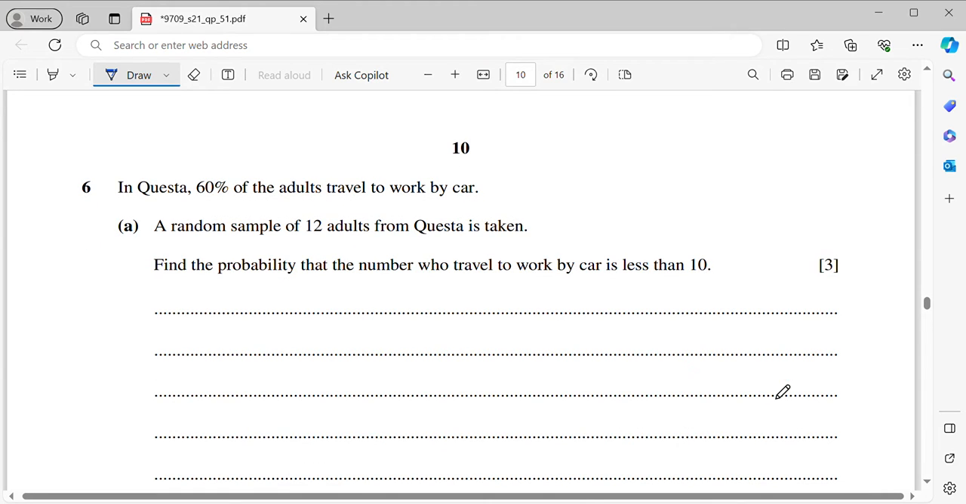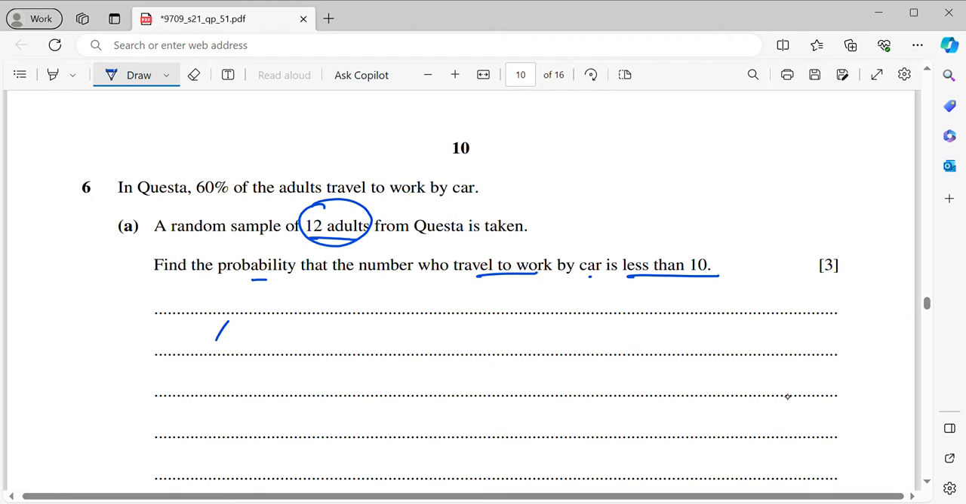Now, next question. In Questa, 60% of the adults travel to work by car. A random sample of 12 adults is taken. Find the probability that the number who travel to work by car is less than 10. So from here, we know that travel to work by car is success. And then you are considering adults. That means this is binomial distribution.